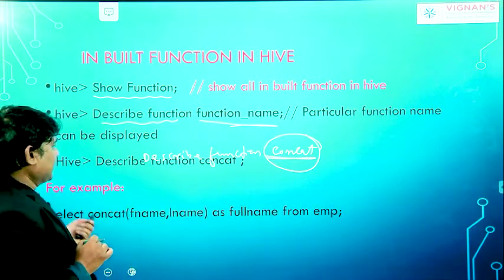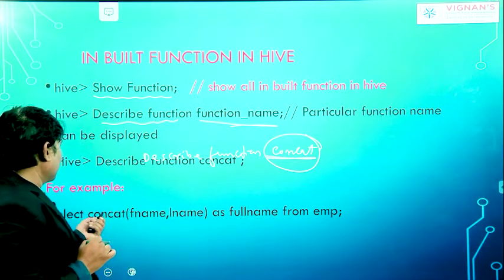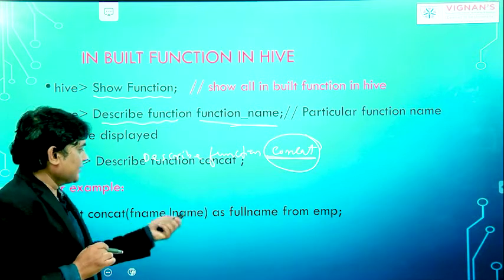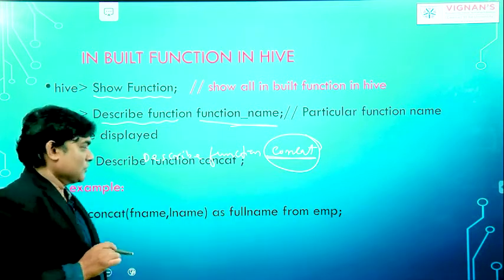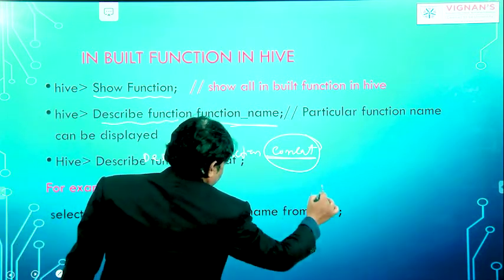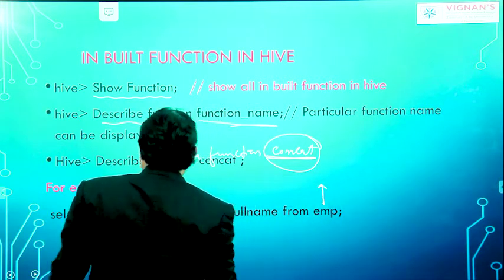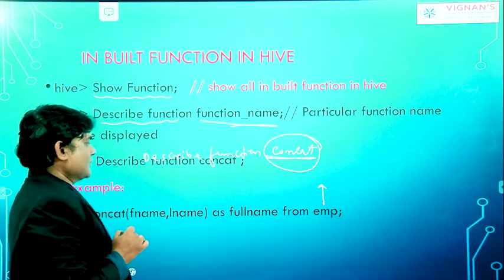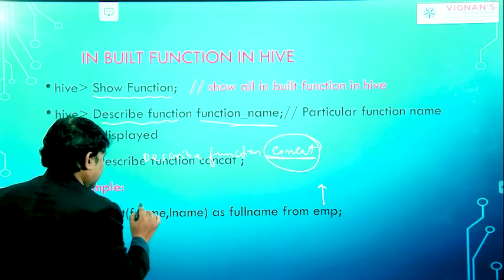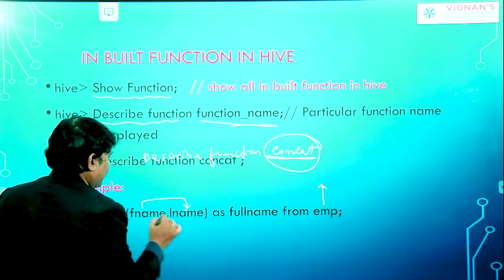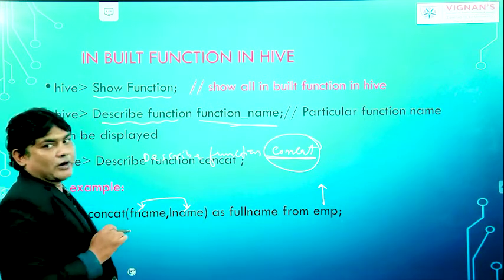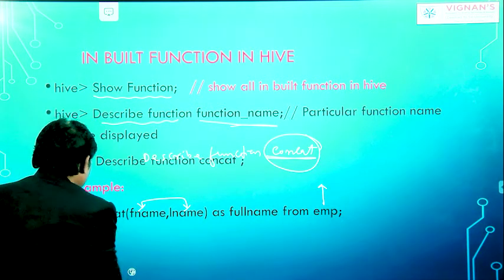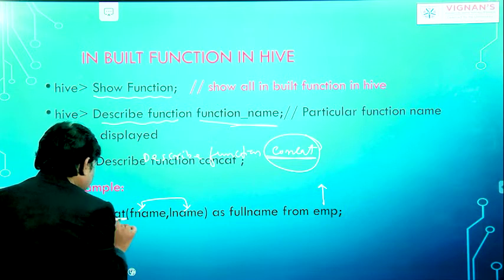For example, if I am going to write SELECT CONCAT(first_name, last_name) AS full_name FROM employee. So we have a table called employee. In this employee table we have the first name and the last name. What I am going to do is combine this first name and last name. If you want to combine them, I am going to use concatenate. I can use CONCAT.